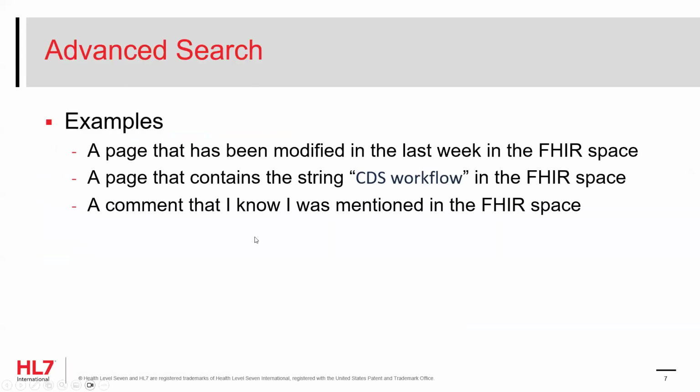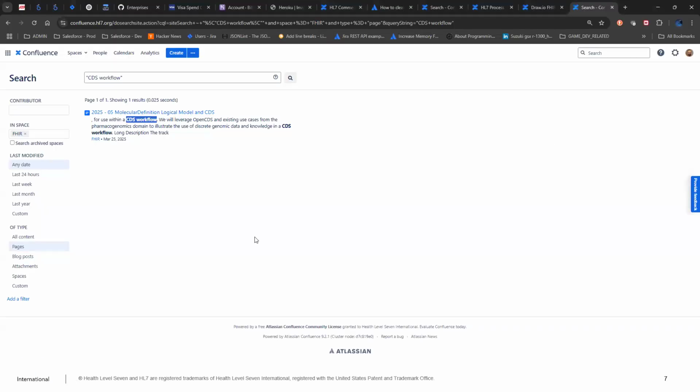And the last example that we'll go over is a comment that I know I was mentioned in within the FHIR space. I'm using myself as an example here, but one common thing that I hear is people know they were working with another colleague and that colleague was mentioned. So as we're showing this, you can kind of think about that too. Like if someone you work with was mentioned on a page or a comment, this will still be valid for that.